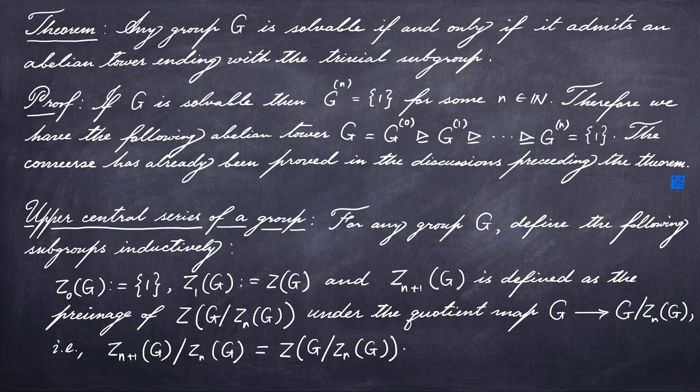So for any group G we define a chain of subgroups inductively. As the first term of this chain, we take the trivial subgroup. The second one, Z1(G), is nothing but the center of the group G. So the term with index 0 is trivial, and the term with index 1 in that chain is the center. Now assume that we have defined Zn(G). Now Zn+1(G) is defined from Zn(G) in the following way.